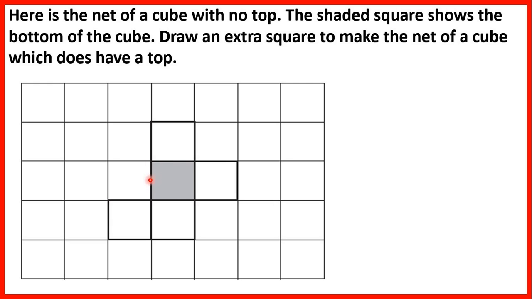the cube. So to make a cube with a top, we could draw an extra square up here because that would fold over the top, or we could have our extra square down here, so it's again going to fold over the top, or we could have it here, or the other place is here, because then when this square folds round, this one will be able to fold over the top.